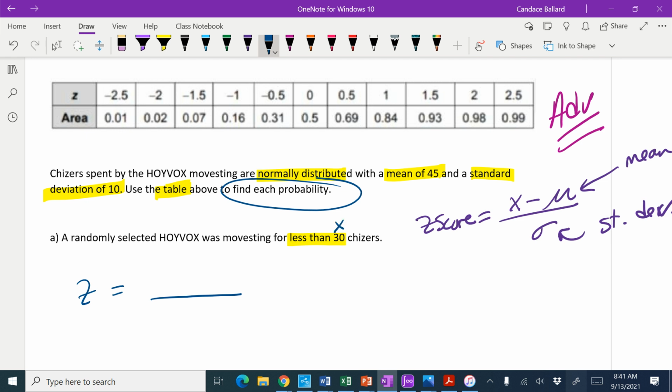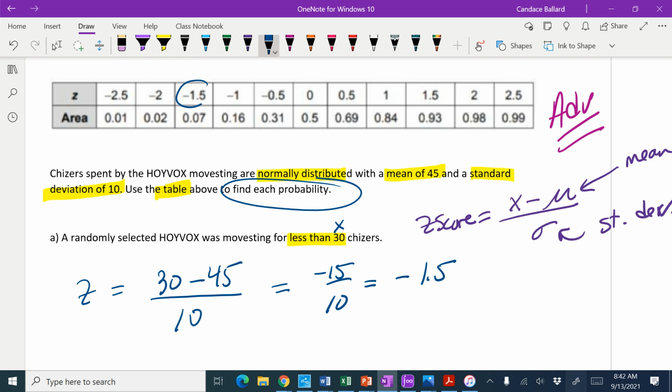Okay. All right. What is going to go in for the x? This guy here, whatever's in here, that's your x. So 30 minus, what's my mean? 45. And what was my standard deviation? 10. All right. If you must use Desmos, you can. These numbers are pretty easy. What's 30 minus 45? Negative 15 divided by 10 would be negative what?